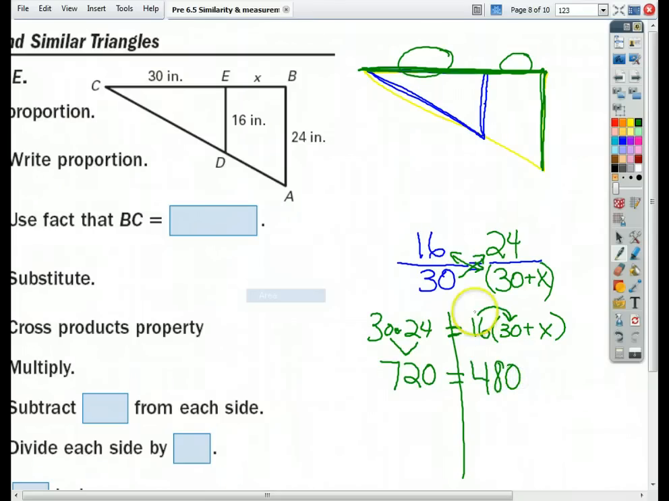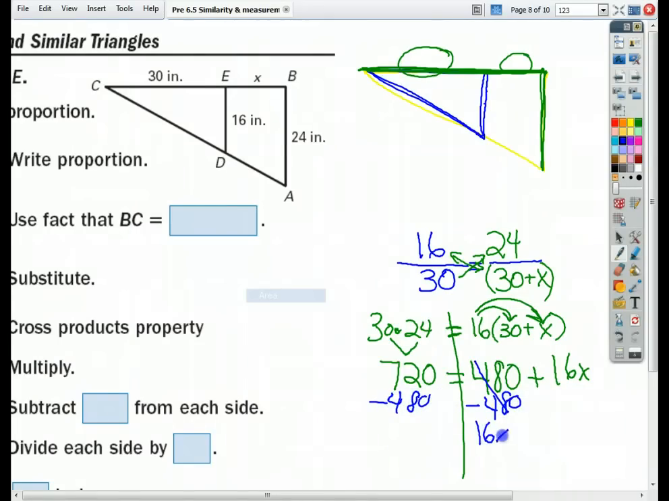No. What do I do? 16 times X. Excellent. Don't forget the second guy to distribute back here. They both get to be multiplied by the 16. So plus 16x. Now what do I do? Subtract by 480. Absolutely correct. Minus 480, both sides.